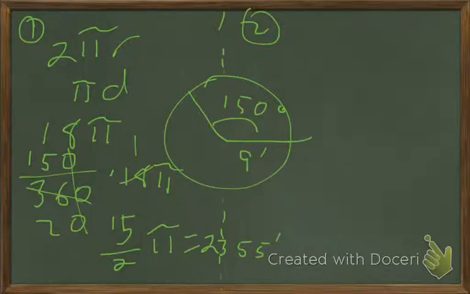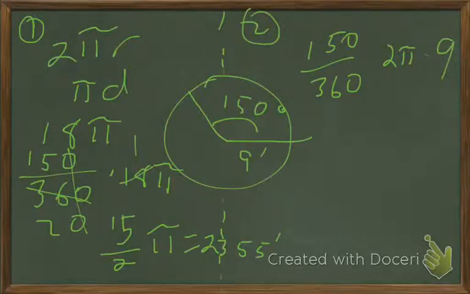Now, to do it the second way, we just set it up as a proportion, once again. And with this proportion, we end up saying we have 150 degrees out of the 360. Our radians is 2 pi, so we're going to multiply by 2 pi, and then we're going to multiply by the radius, which is 9.